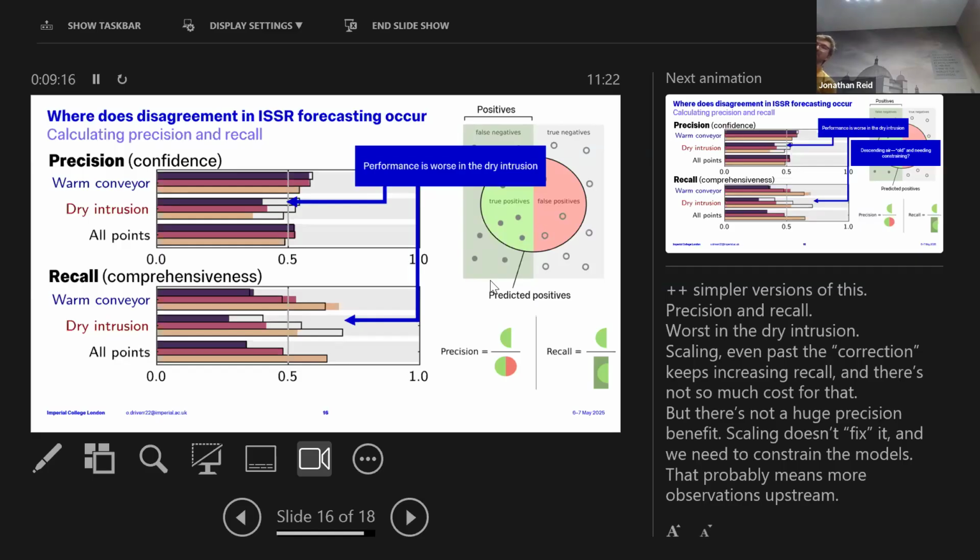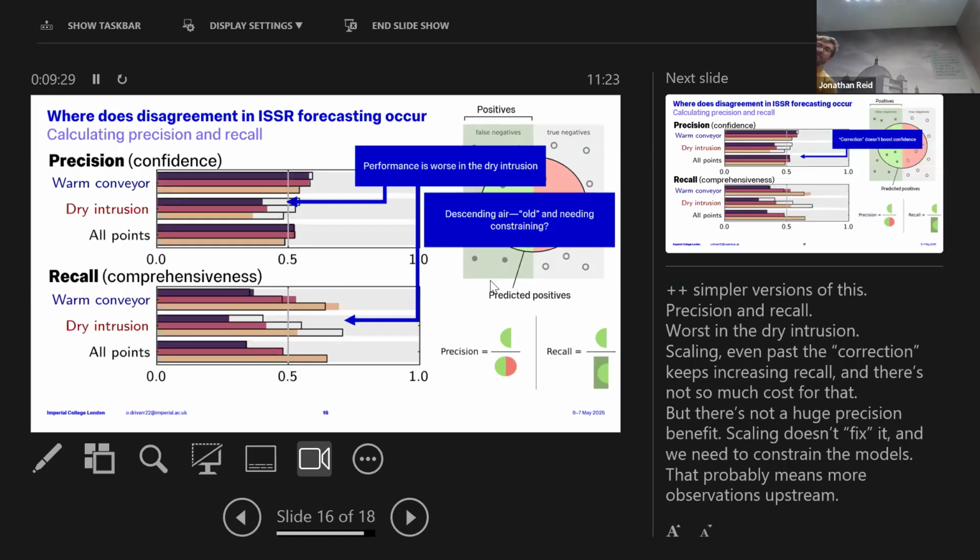As well as this precision generally being bad, it's worse in the dry intrusion. There are some systematic process errors that need correcting, and the model needs constraining better in order to be able to correct this. You can't just fix it by scaling. The culprit for this, we suspect, is this descending air. It comes from a part of the system that is poorly resolved, and more work can be done to resolve that better by making observations in the upper troposphere, the upper tropospheric humidity, maybe.